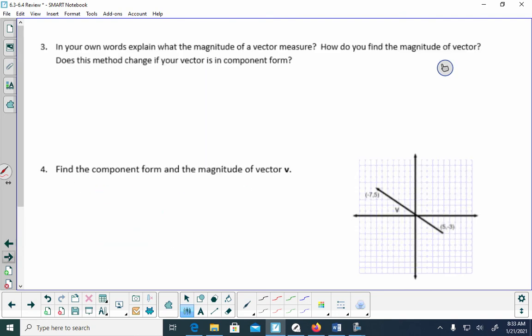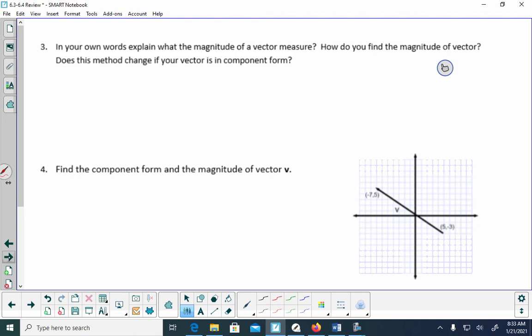Number 3, in your own words, explain what the magnitude of the vector measures. So in my own words, magnitude measures the length of that vector. So it tells me how long it is. When I do application problems, that measure is going to be either the speed of the airplane, or it's going to be the force that gravity is pulling on my truck on the hill.